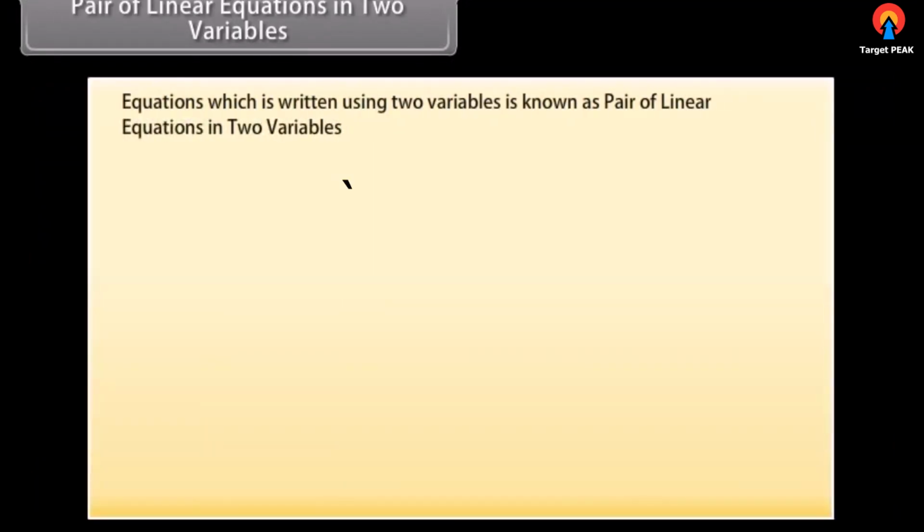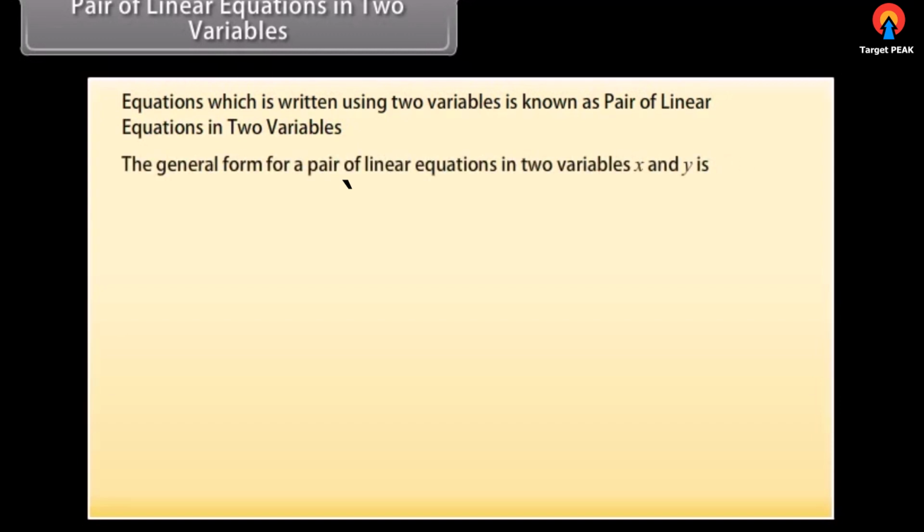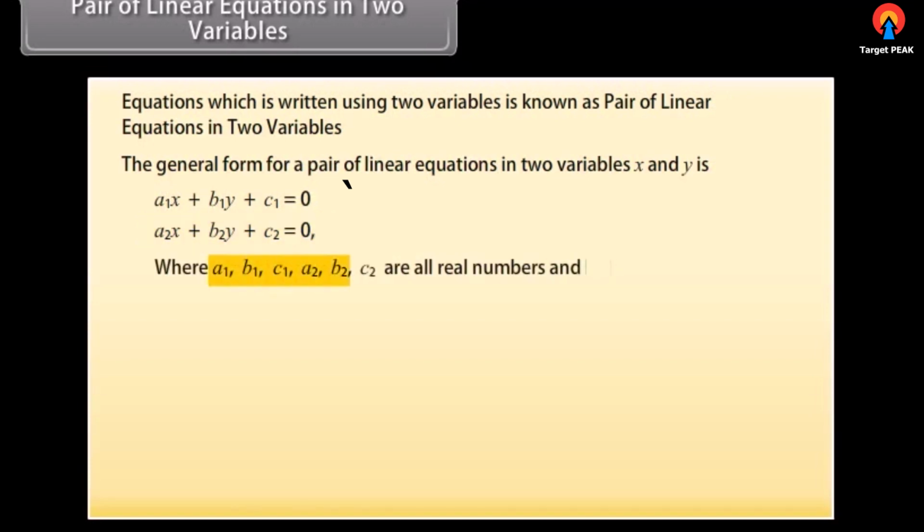Pair of linear equations in two variables. Equations written using two variables are known as a pair of linear equations in two variables. The general form of a pair of linear equations in two variables x and y is a1x plus b1y plus c1 equals 0, a2x plus b2y plus c2 equals 0, where a1, b1, c1, a2, b2, c2 are all real numbers and a1 square plus b1 square is not equal to 0, a2 square plus b2 square is not equal to 0.